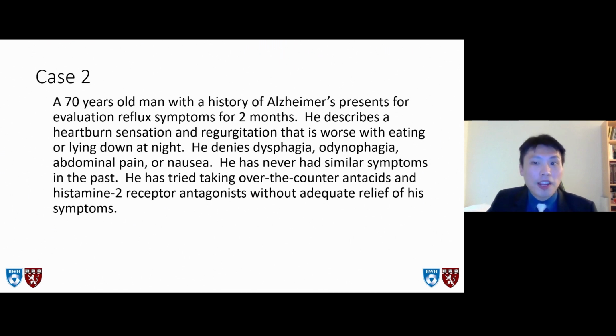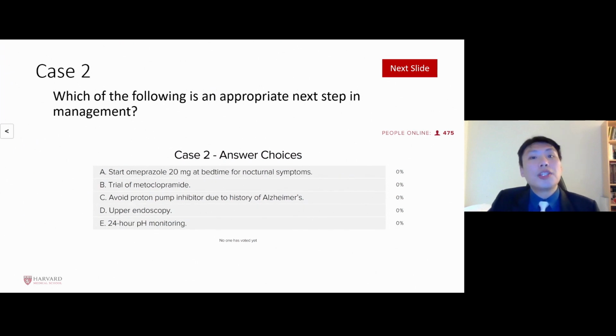He's tried taking over-the-counter antacids and an H2 blocker, but without adequate relief of his symptoms. So the question is, which of the following is an appropriate next step in the management?